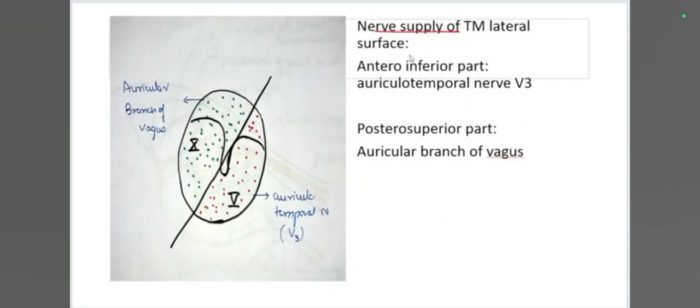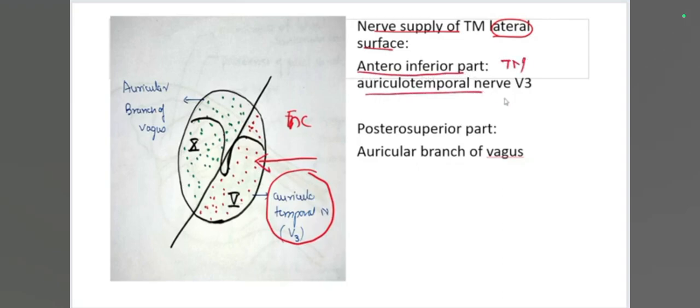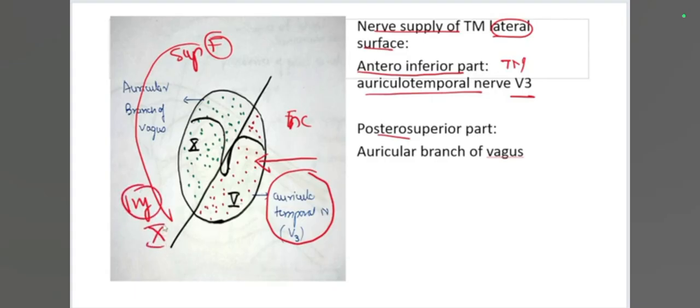Tympanic membrane, as you know, has a lateral surface and a medial surface. The external auditory canal anterior wall is supplied by the auriculotemporal nerve. The same nerve is supplying the anterior-inferior part of the tympanic membrane. Auriculotemporal nerve is derived from the mandibular division of the trigeminal nerve. The posterior superior part, what is supplying the posterior superior part? Superior part is supplied by the facial and the inferior part is supplied by the vagus. The same vagus is supplying the posterior superior part of the tympanic membrane lateral surface.